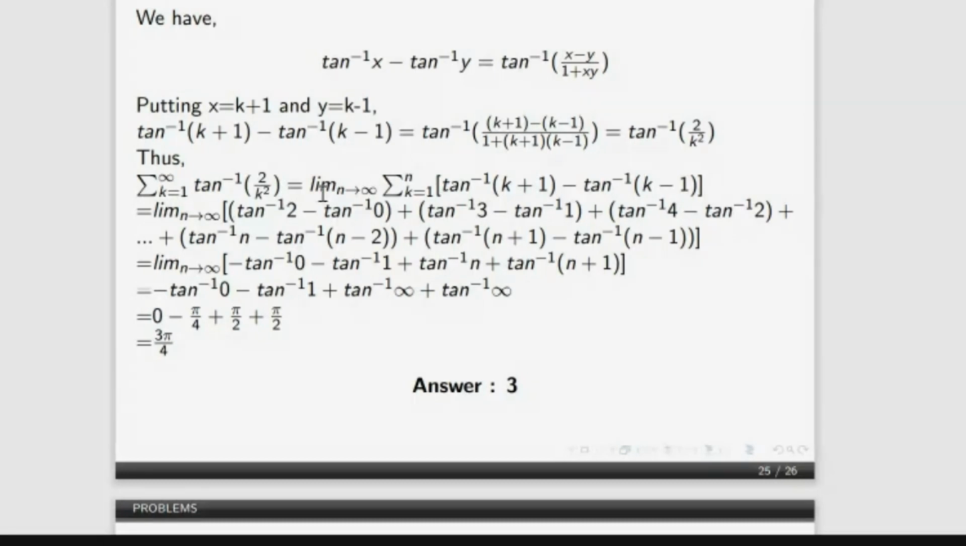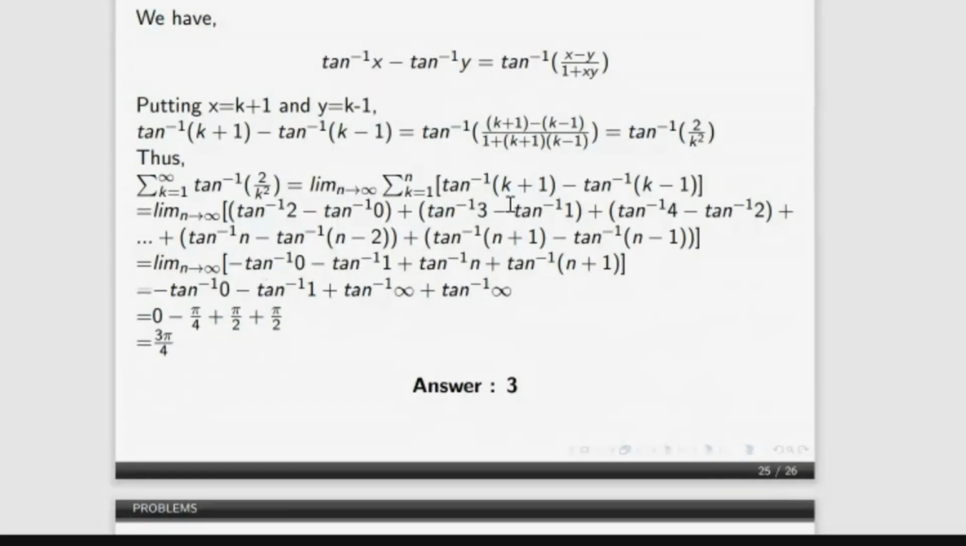What we can see is, just like previous examples, when we were cancelling the terms, we had only 2 terms left. But here we are left with 4 terms. That is because the terms left are minus tan inverse 0, minus tan inverse 1, plus tan inverse n, and plus tan inverse n plus 1.